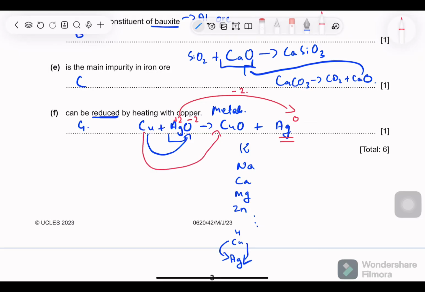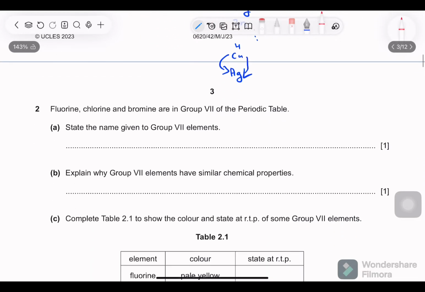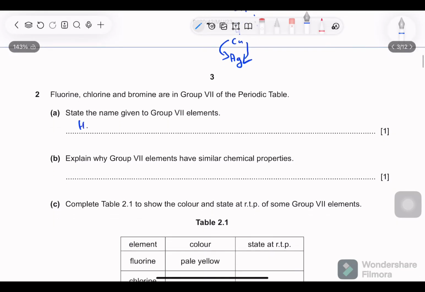Next, fluorine, chlorine, and bromine are in group 7 of the periodic table. State the name given to group 7 elements. We know this is halogens.